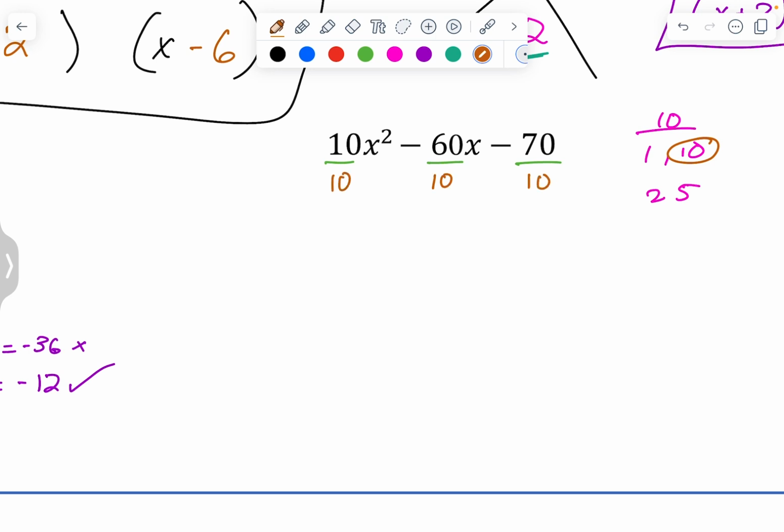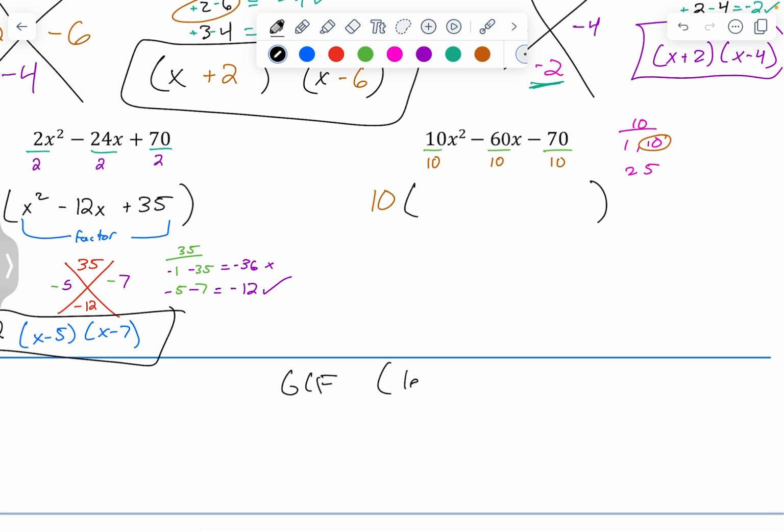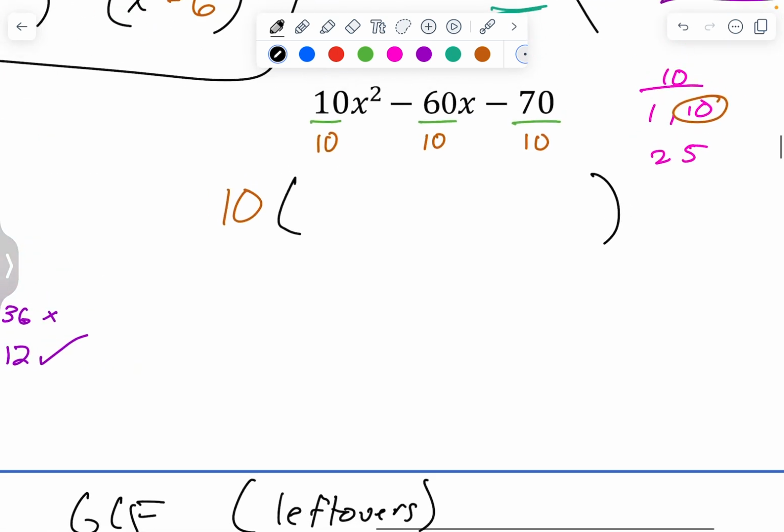So my greatest common factor comes out in front, which is 10. And then whatever's left over is going to go inside of my set of parentheses. So it'll be our GCF, and then we'll keep those leftovers in there. Similar to what we've already talked about. So now 10x squared divided by 10 is just x squared. Negative 60x divided by 10 is negative 6x, and negative 70 divided by 10 is negative 7.